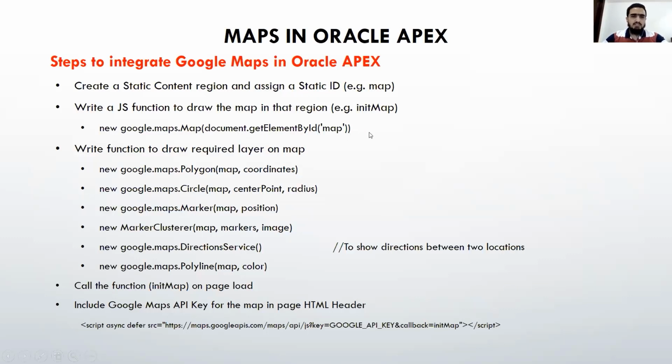And the next thing is we want to draw different types of layers on Google Maps. It can be a polygon, circle, markers, or a cluster. They are again simple, but we need to use JavaScript for these things. For example, if we want to get the map and the coordinates, and mention the center point, these parameters we can pass to the respective functions related to these layers, and we can draw these shapes directly on the Google Maps.